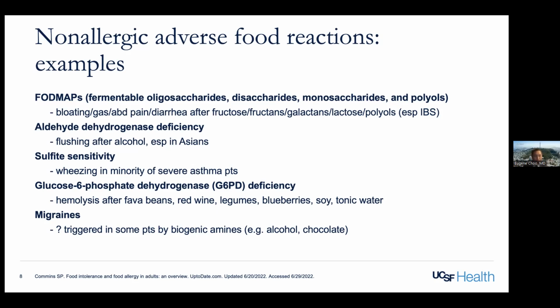Then we have G6PD deficiency, patients who suffer from hemolysis after eating certain characteristic foods with high oxidative properties. The fava beans being kind of classic, but other things listed there, like red wine, legumes, blueberries, soy, tonic water. And then more controversially, definitely not as clear, is going to be sufferers of migraine headaches, which potentially, at least in some studies, and less so in others, may have their symptoms triggered by biogenic amines, things like alcohol and chocolate.